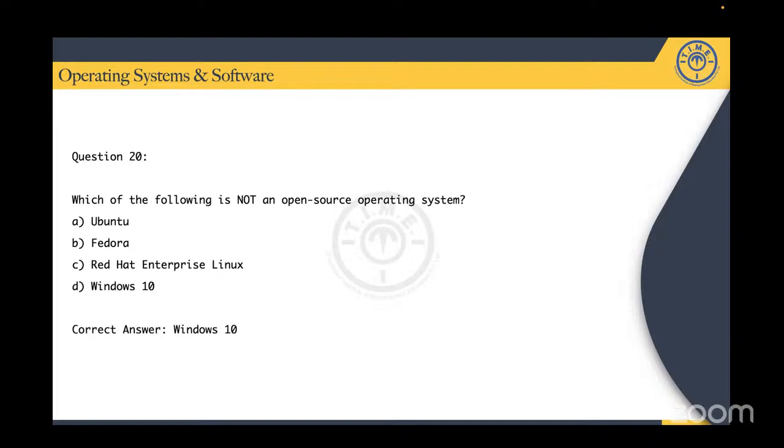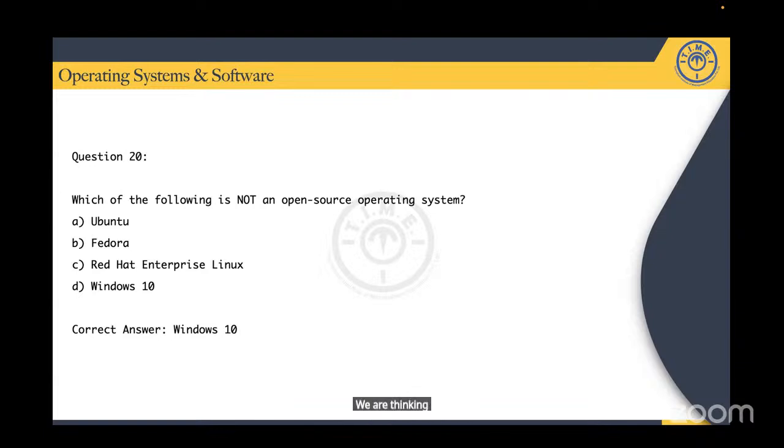Which of the following is not an open source operating system? Ubuntu, Fedora, Red Hat, and Windows 10. This is not an open source. The moment people see this kind of question, they may choose some other option, thinking that Windows 10 is open source. But Windows 10 is not an open source.